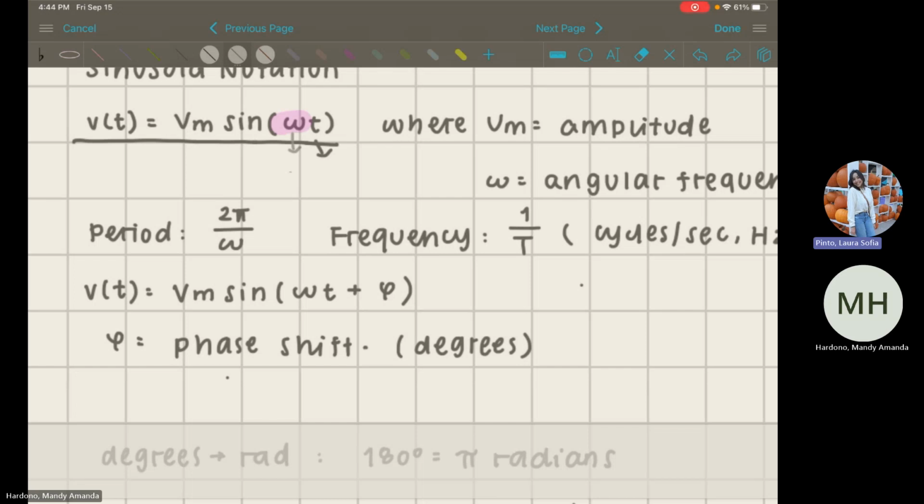You see how these two components, the angular frequency and the time, are inside the argument of the sine. The angular frequency is in radians per second, and time is usually in seconds. So omega times t leaves you with radians, which is what we often need whenever we put something into a sine argument. We put it in either degrees or radians.